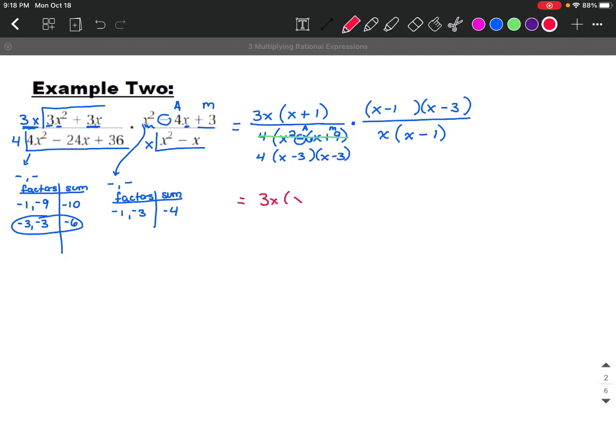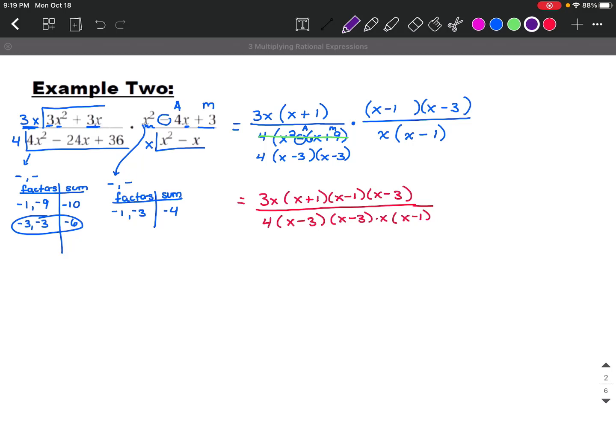A 3x, an x plus 1, an x minus 1, and an x minus 3. All we did is take everything that was in the top and write it in the top of one fraction. Now everything that was in the bottom, a 4, an x minus 3, an x minus 3, an x, and an x minus 1. Now we're looking for things we can cancel out, and they have to be exact matches.